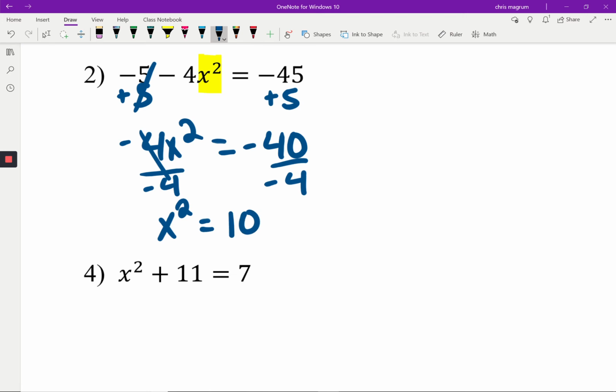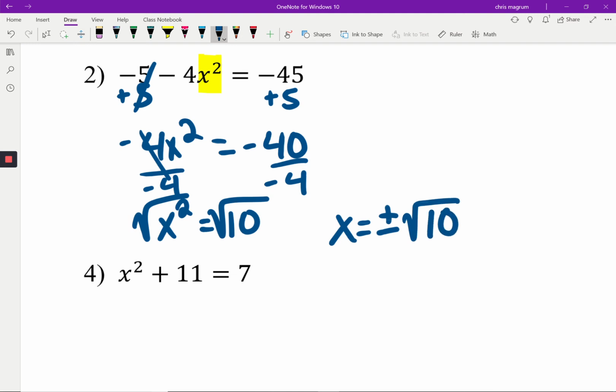Next step, now that we have that isolated, we'll take the square root of both sides. Square root of x squared is our x. And again, we have to remember, was it a positive, was it a negative? We account for both. Positive, negative, square root of 10. Those are our two solutions, positive square root of 10, negative square root of 10.